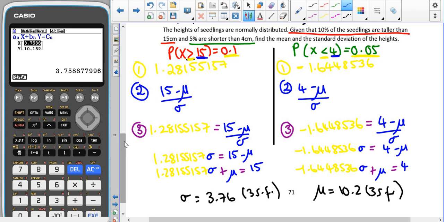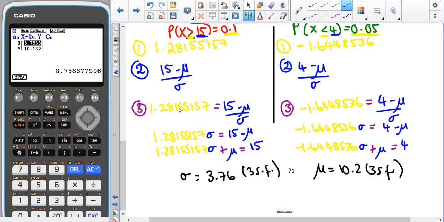And then for the third step, we're equating and solving. So we have our 1.28155157 equals 15 minus mu divided by sigma, times through by the sigma, add on the mu, and we end up with 1.28155157 sigma plus mu equals 15. Then on the other side, we've got minus 1.6448536 equals 4 minus mu over sigma. Again, times through by the sigma, add on the mu, which gives us minus 1.6448536 sigma plus mu equals 4.